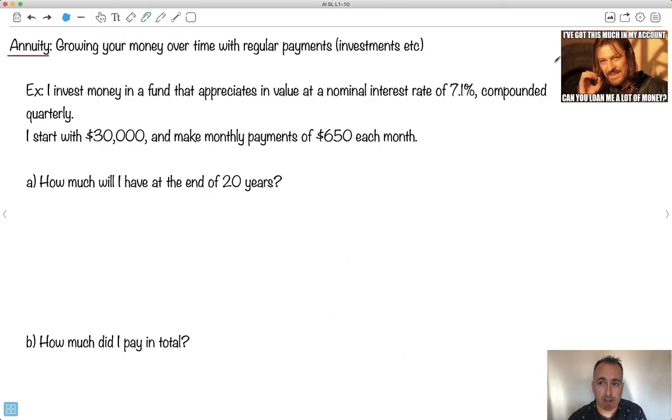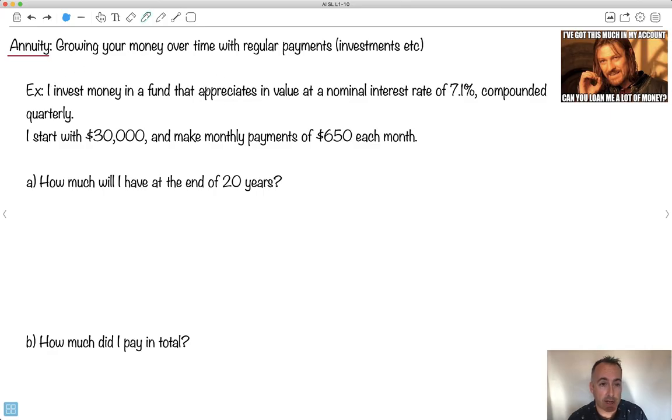Let's do another example. I like this one. I got this much in my account. Can you loan me a lot of money? So let's do an annuity. An annuity is when you grow your money over time with regular payments. So this could be your investing. For example, you invest in an index fund, or there's all sorts of things you can do. So let's say I invest money in a fund.